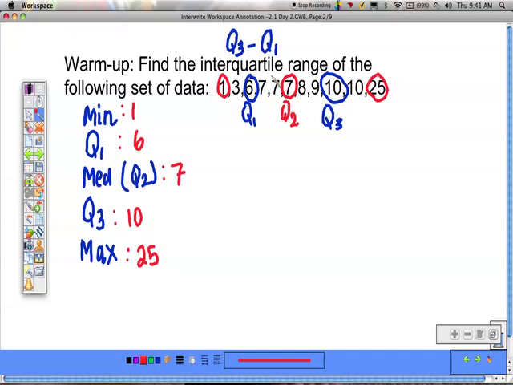Now what the quartiles mean is, right here, your median means 50% of your data is below Q2. Q1 is like the first quartile. Quartiles, you think of quarters dividing into four terms. It means 25% of your data is in Q1, and it would mean 75% of your data is in Q3, or from your minimum to Q3.